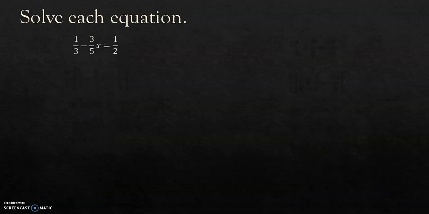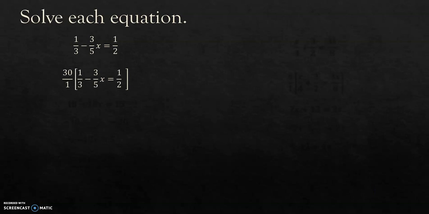1/3 minus 3/5 x equals 1/2. I don't want to have to get common denominators for all those things. If I look at 3 and 5 and 2, the least common multiple of those numbers is 30. So I'm going to multiply those fractions all by 30 over 1.